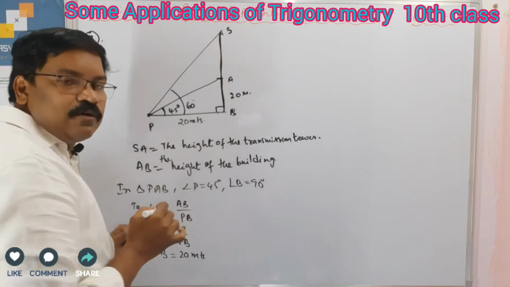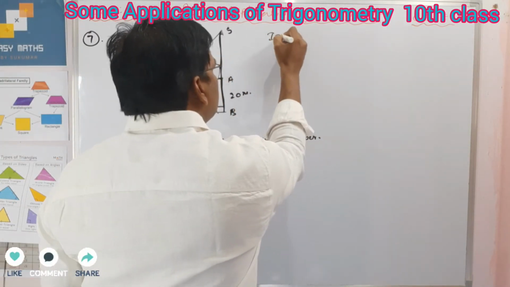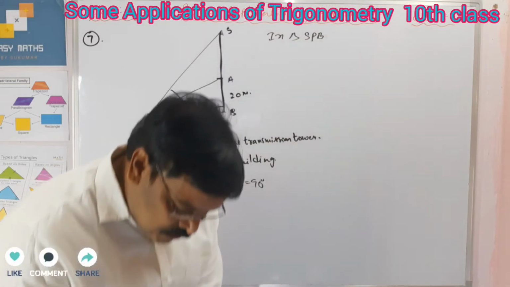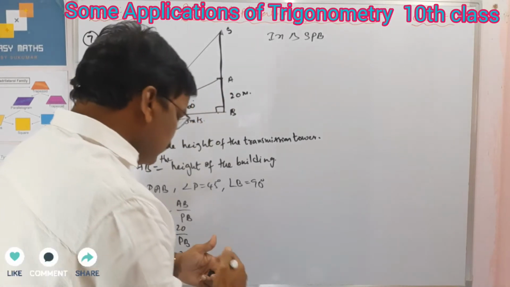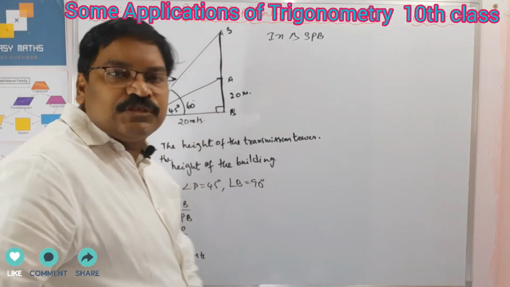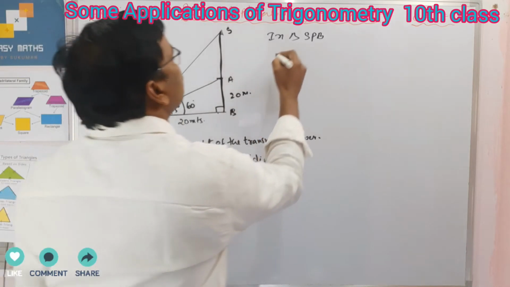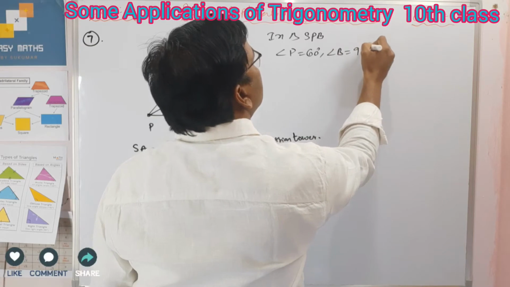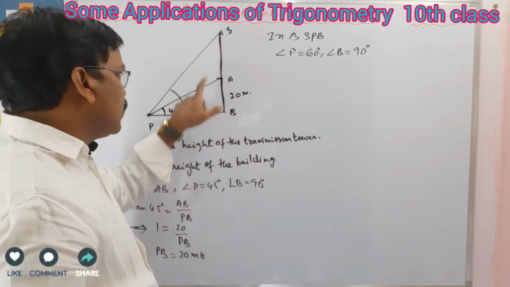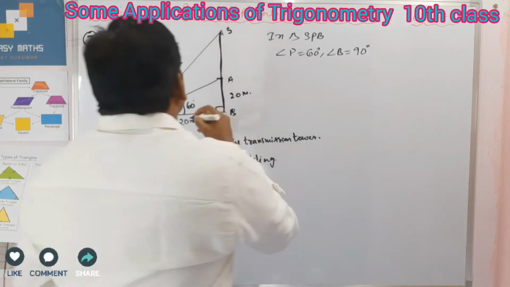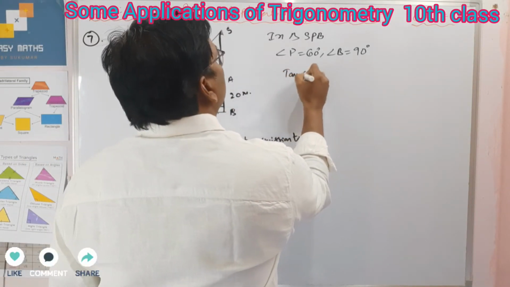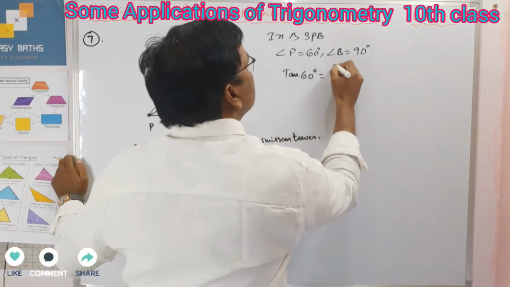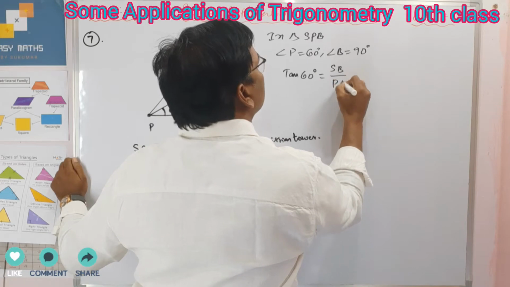Let us find SA now. Now we take the triangle SPB. See, my dear students, in this triangle SPB, angle B is 90 degrees and angle P is 60 degrees. Angle B will never change for this triangle and the big triangle also. So again we take tan 60 degrees. Tan 60 degrees is equal to opposite side by adjacent side, that is SB by PB.